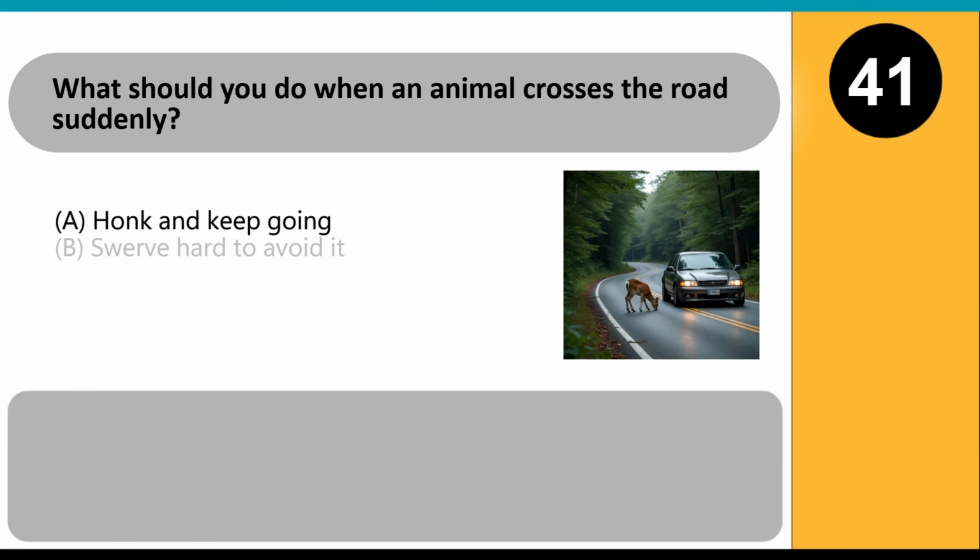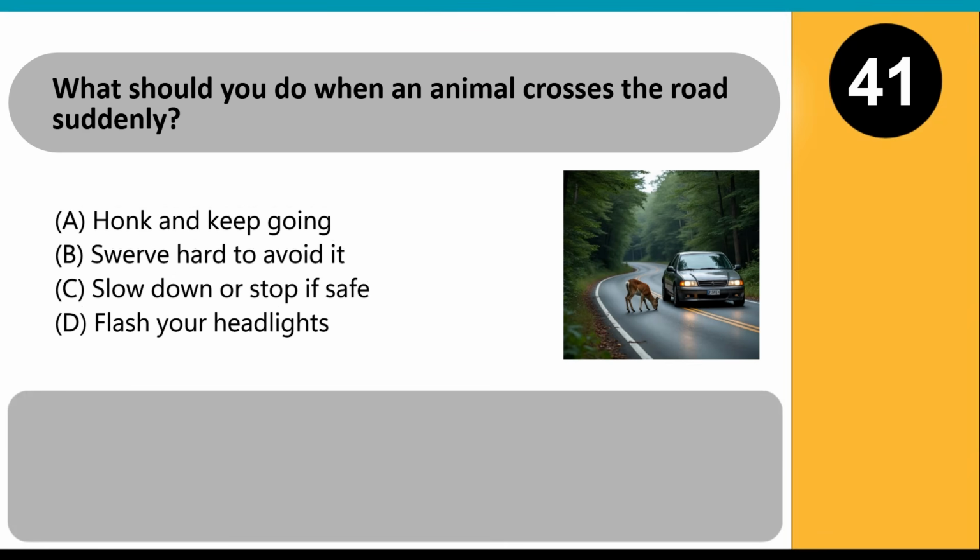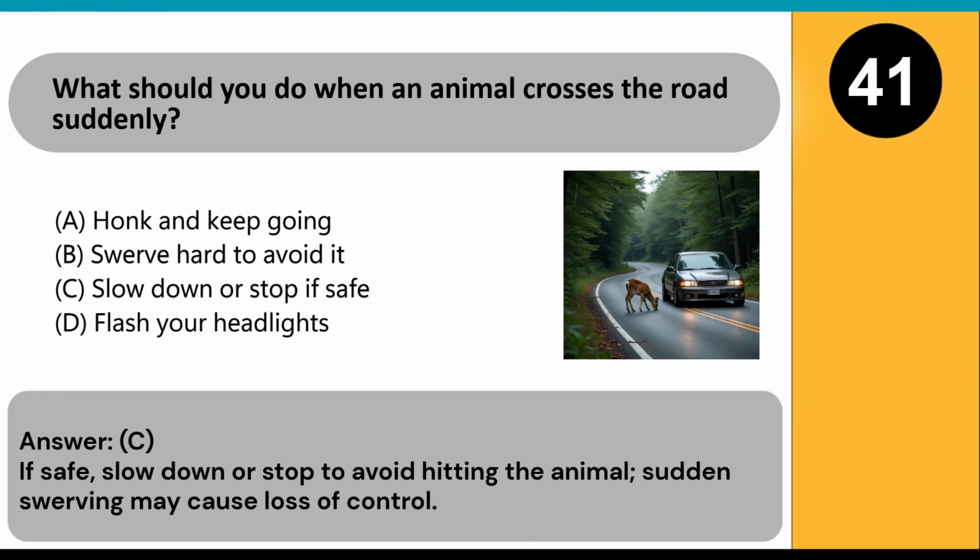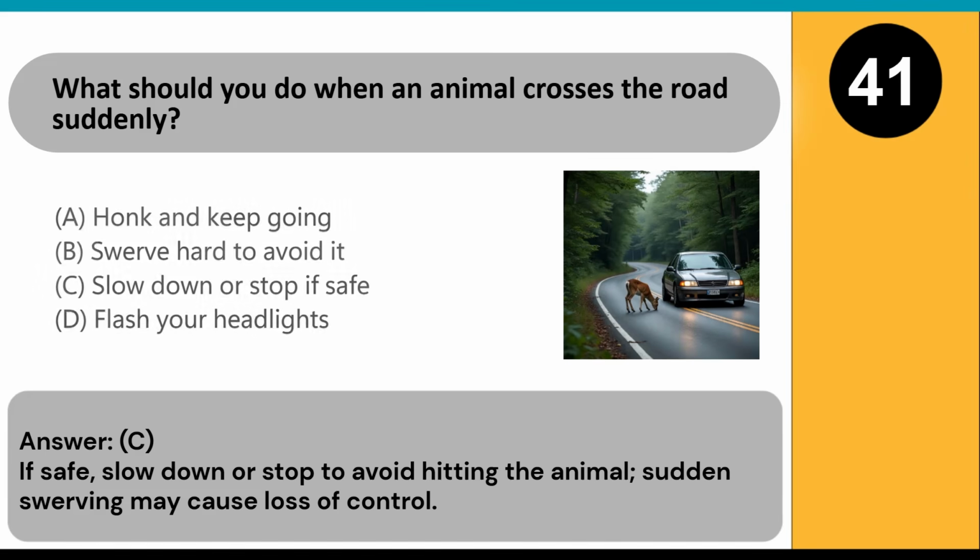What should you do when an animal crosses the road suddenly? A. Honk and keep going. B. Swerve hard to avoid it. C. Slow down or stop if safe. D. Flash your headlights. Answer: C. If safe, slow down or stop to avoid hitting the animal. Sudden swerving may cause loss of control.